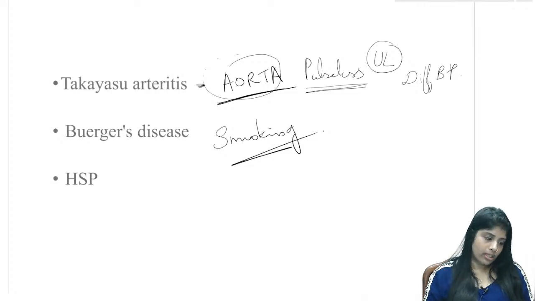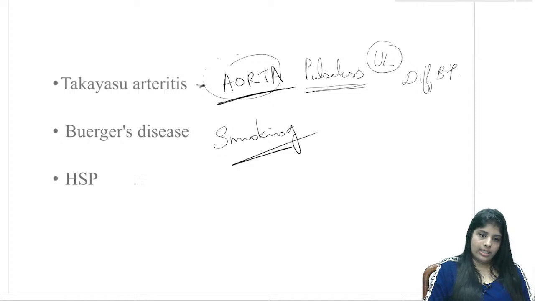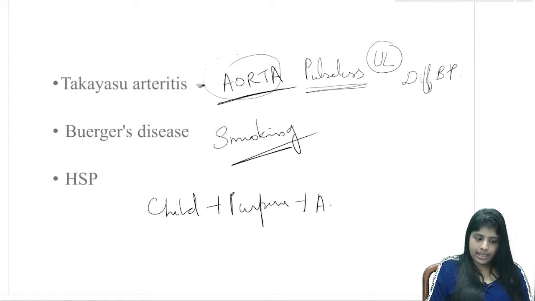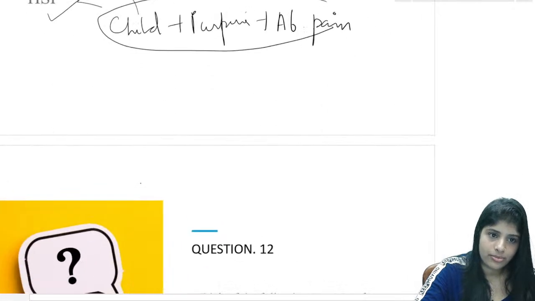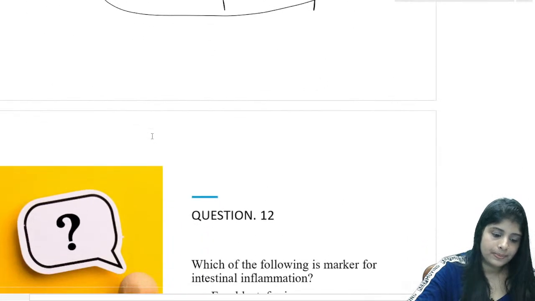And in HSP, what is HSP? Henoch-Schonlein purpura, and that is caused by IgA mediated vasculitis. So just remember this: child plus purpura plus abdominal pain. If this combo is seen in your question, then it is HSP. Okay, if it is a child with purpura and abdominal pain, it commonly suggests HSP. Okay, hope you understood the concept of all those diseases.